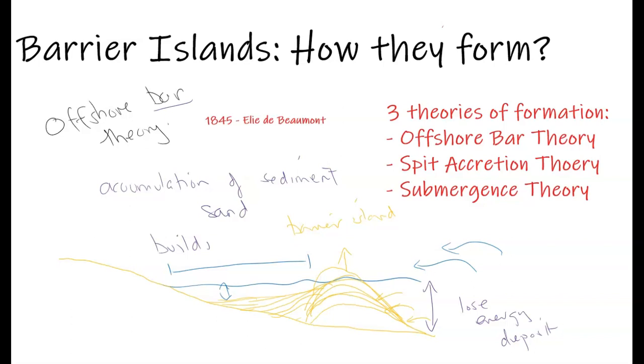And it also would dictate and change vegetation. You might get some tidal flats, you might get some salt marshes, some very flat area, and you get the different types of vegetation start to grow there. So that is the offshore bar theory.